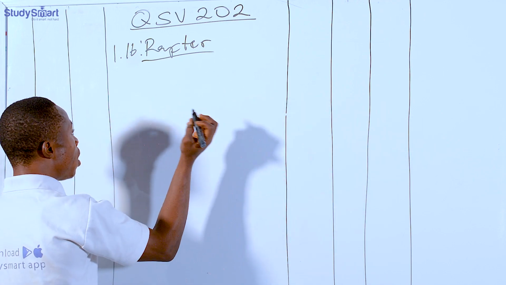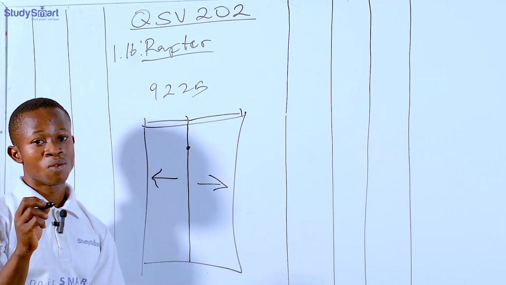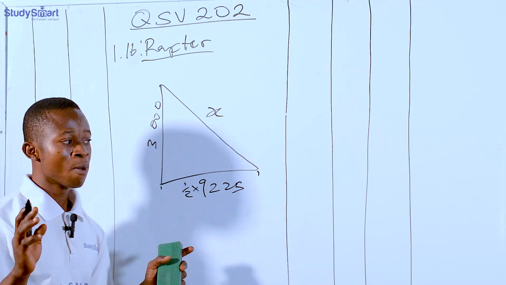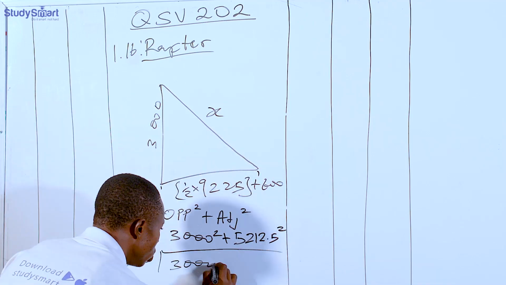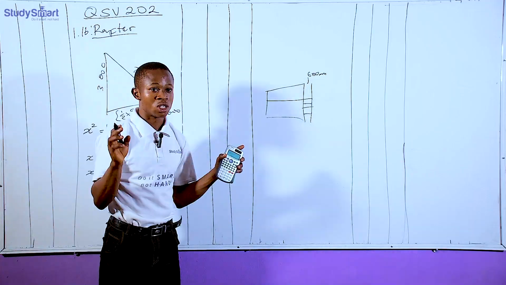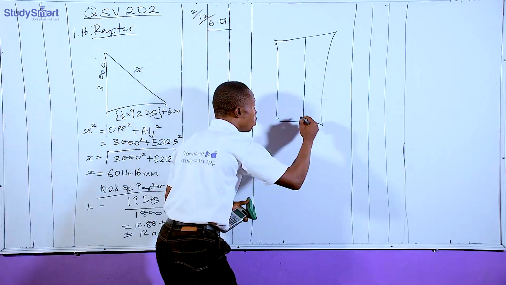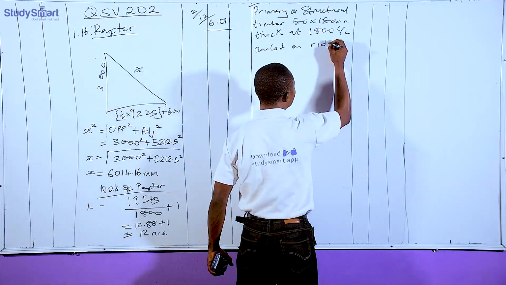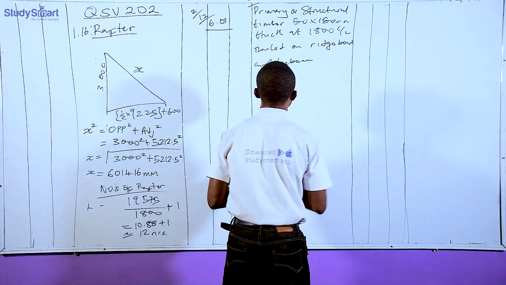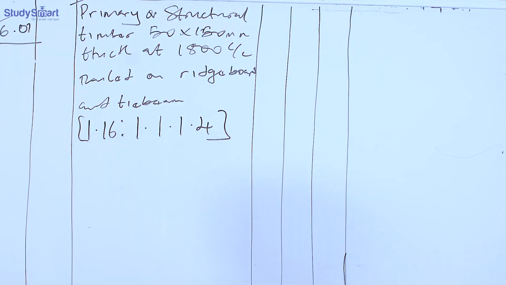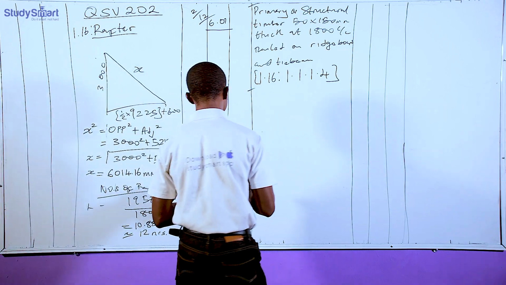So for the rafter, we know our breadth to be, so this is our code. So we are through with our rafter, and the next thing we are going to be doing is our purlin.